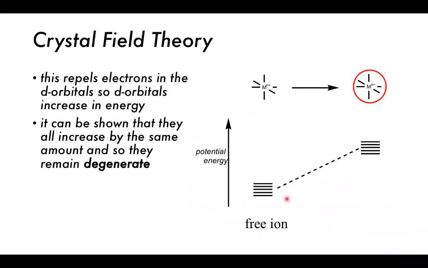So this is basically what I was talking about. We've got the metal ion in the gas phase without this sphere of negative charge, with its 6 potential approach vectors. And this has a potential energy which is lower than the case where it is surrounded by this negative charge. So that increases the energy. However, the orbitals are still degenerate.